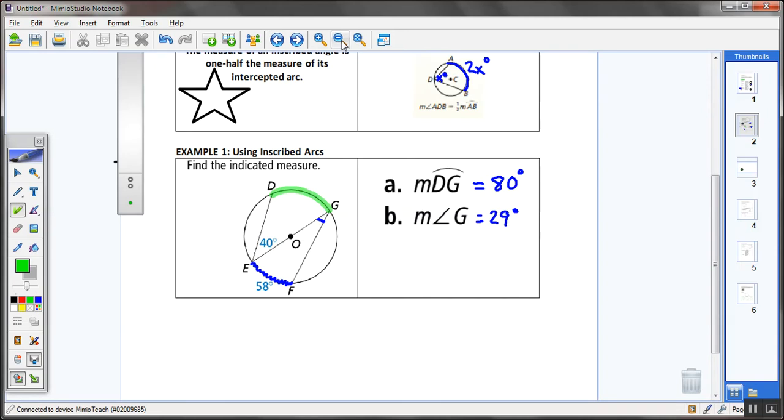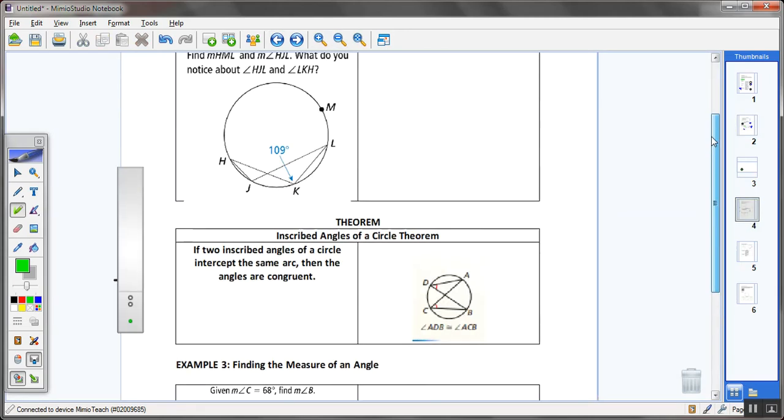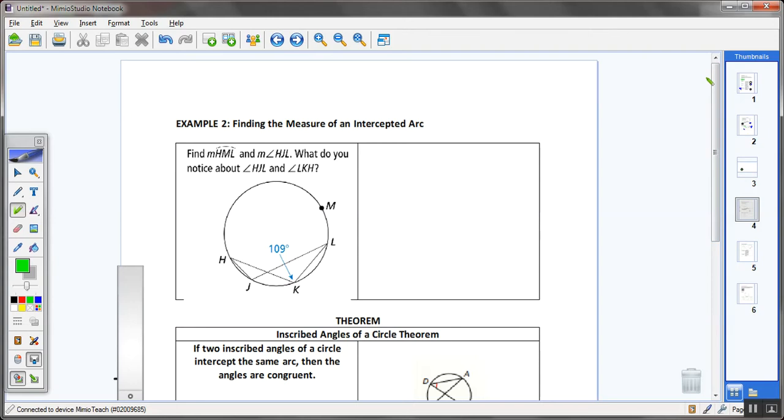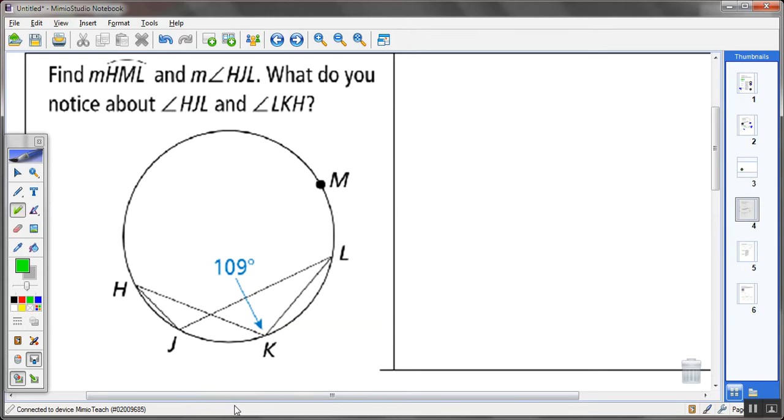Let's jump down to example 2. Next page, I guess. Right up here, kids, I want you to try this on your own. See what you come up with. It says find the measure of arc. Now, we've got to be careful on this. H to M to L. And H to J to L. What do you notice about HJL and LKH? See what you come up with there.